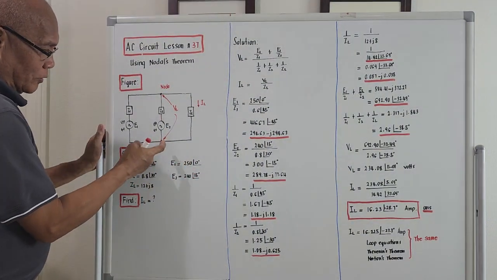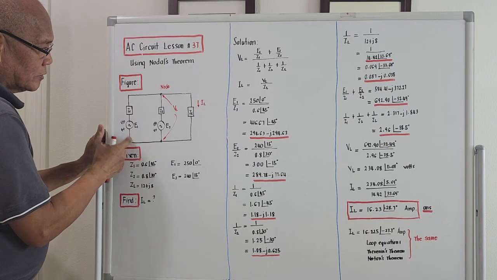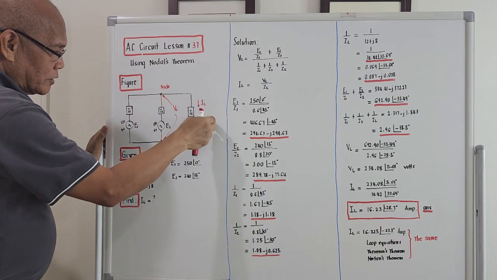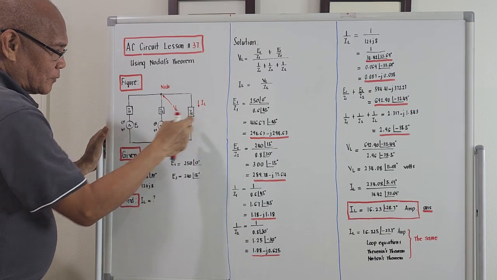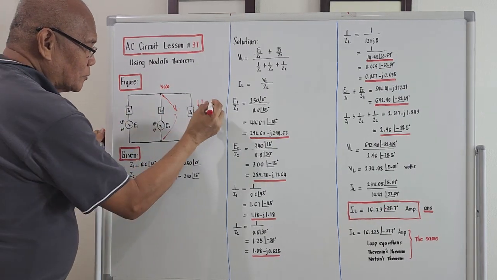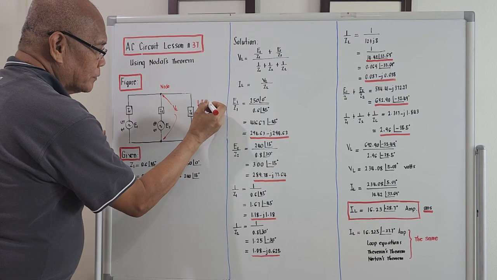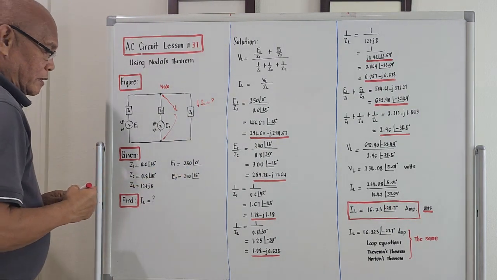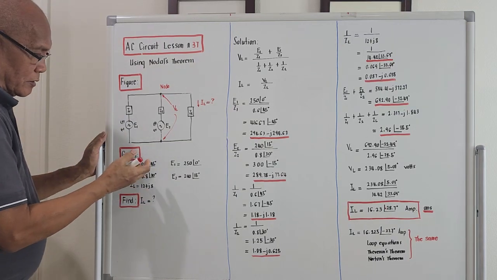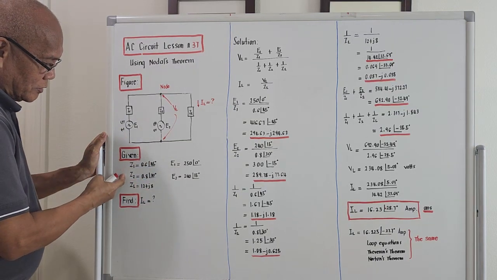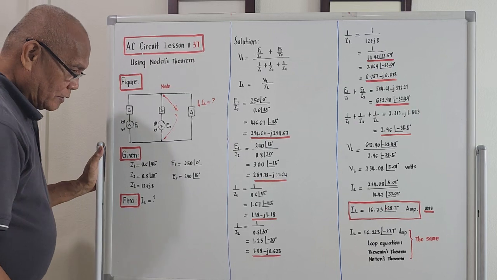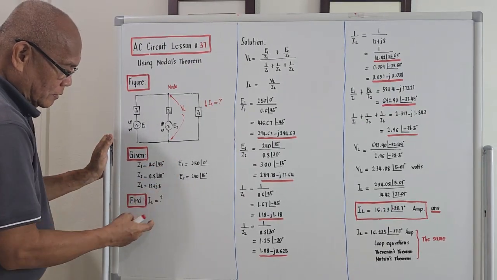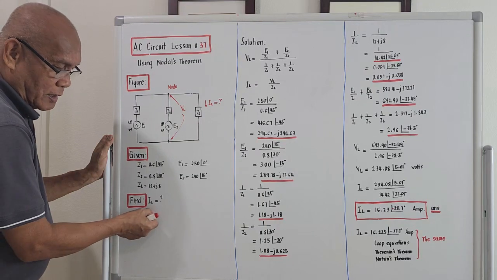We are given two voltage sources connected in parallel, supplying a common load ZL. The problem is just asking for the value of the load current. Okay. These are the given values, Z1, Z2, ZL, E1, E2. We are to look for the current IL.